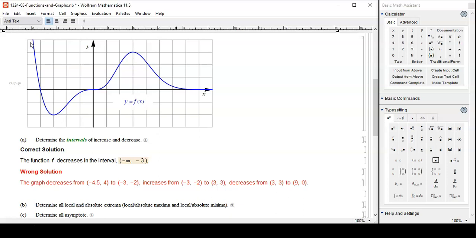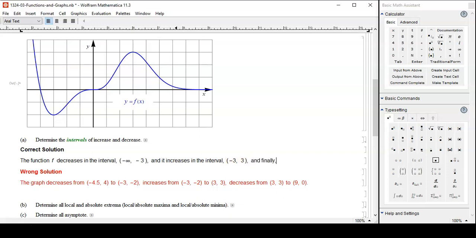So x coordinate is between negative infinity and negative 3. There, function decreases. And then it increases from x equals negative 3 to x equals positive 3. So the interval negative 3 to positive 3, x coordinate is between negative 3 and positive 3. So here it increases.